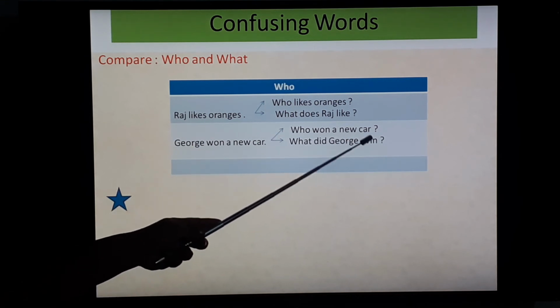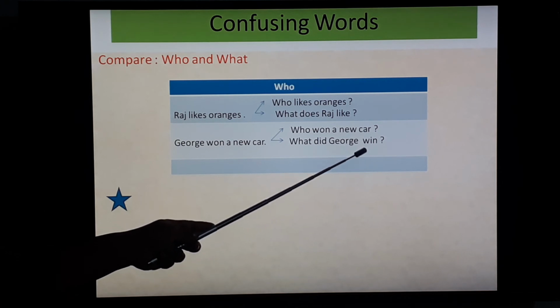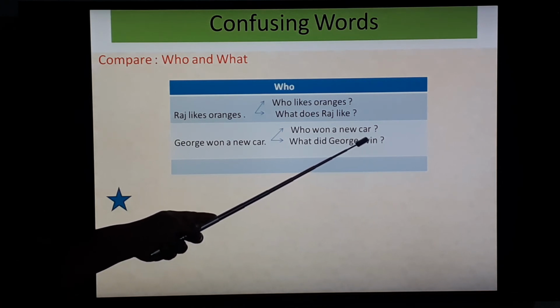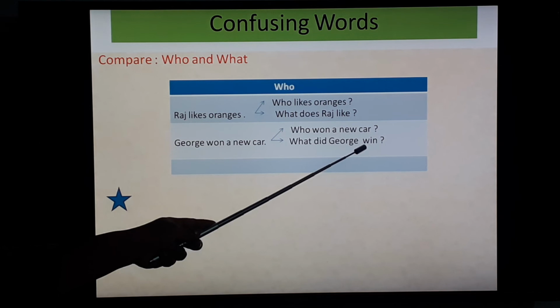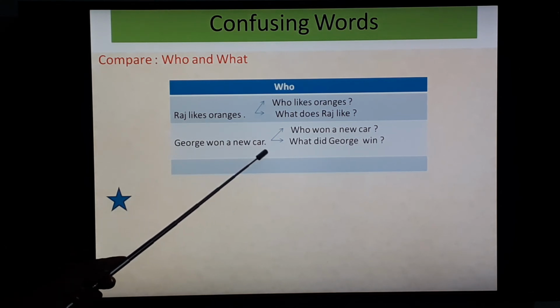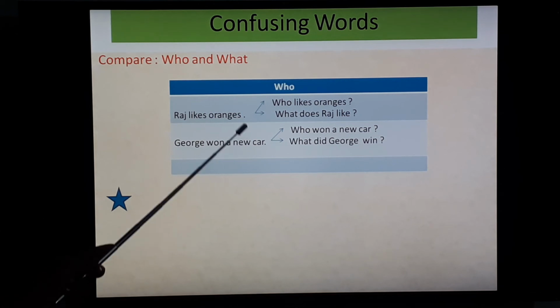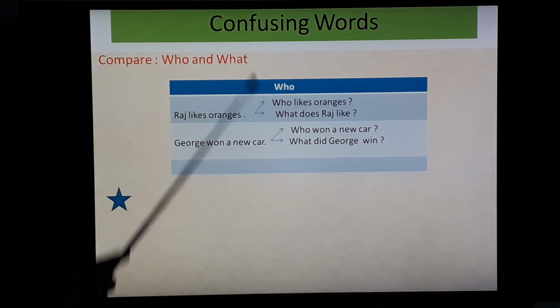What did George win? So George win becomes won because this is V2 form. So win, did win. So here you have to use V2 form. Won a new car. So the answer is a new car. This is an object that you can get only if you ask the question with what.